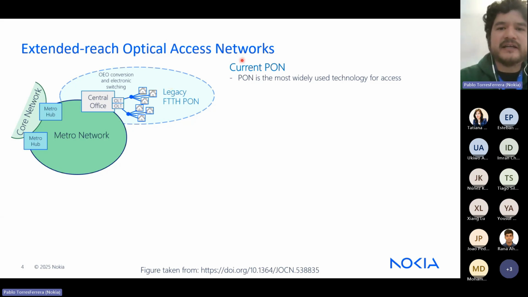PON arises from passive optical network, so that means that between the central office and the final user, there are no active devices, only passive optical network devices, which are mainly the fiber and the splitters that distribute the traffic to the final users.